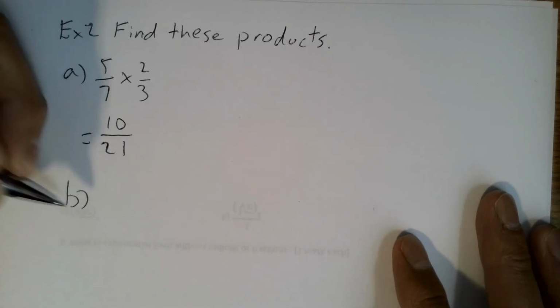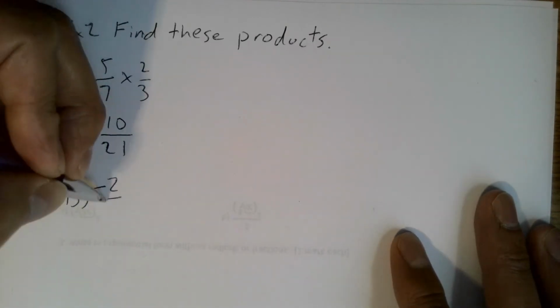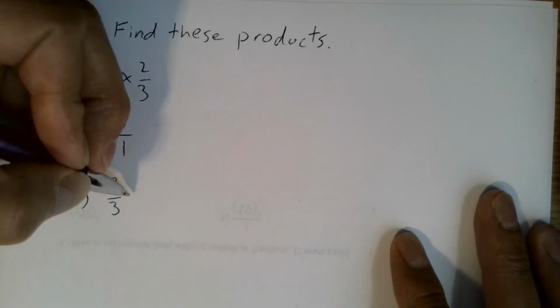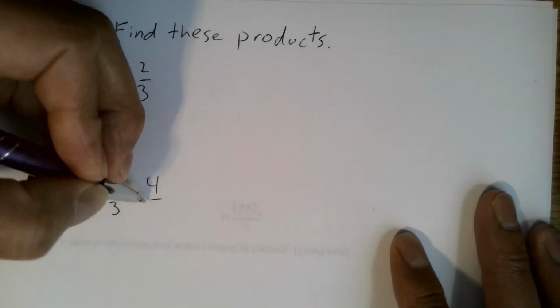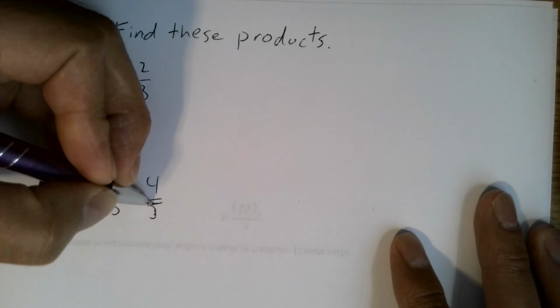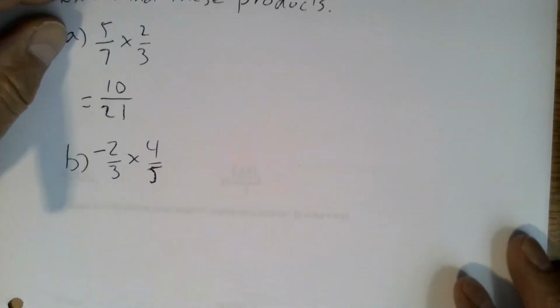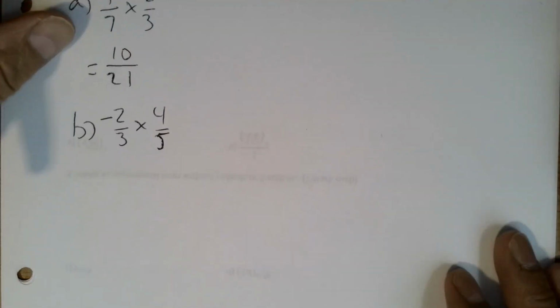Okay, next one, B. Got our first grade 9 question, negative 2/3 times 4/5. And it's kind of weird to think about diagrams with the negatives, so at this point we're just going to go with the fact that negative 2 times 4 is negative 8. 3 times 5 is 15. Okay, let's have a look at C.